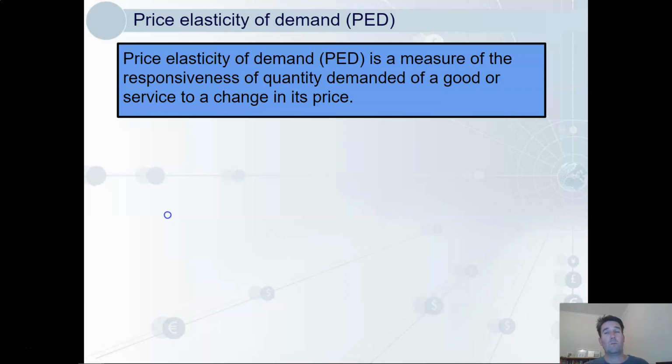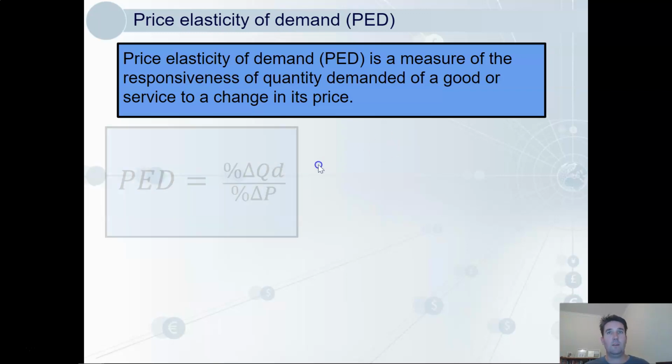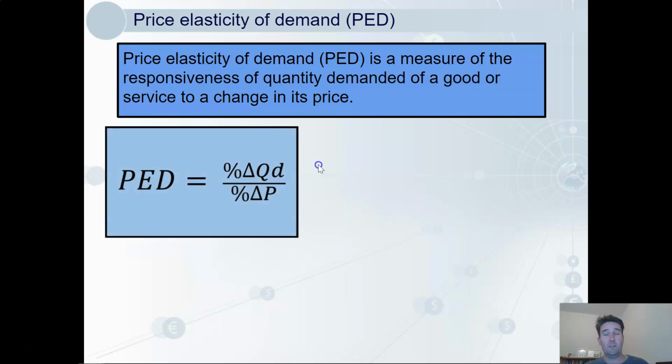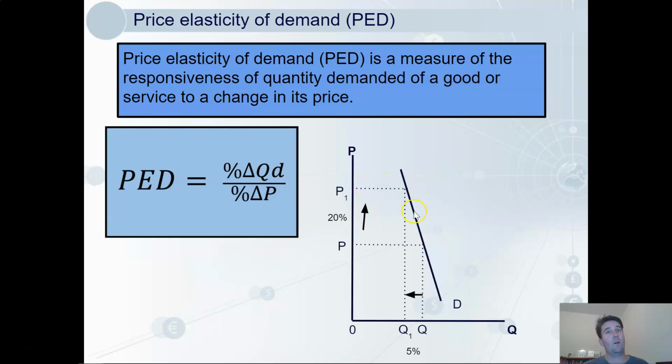We already know the law of demand, which of course is... What PED tells us is how much quantity demanded will change, and why should we care? To measure the PED, how responsive demand is to a change in price, we do some simple maths: percentage change in quantity demanded divided by percentage change in price. Let's put your skills to the test. Work out the PED for this demand curve when price increases by 20% and quantity demanded decreases by 5%.